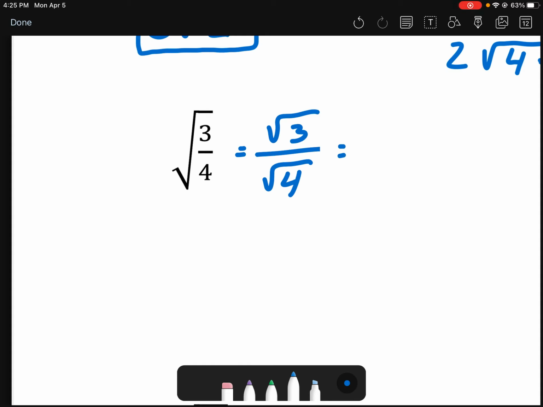Well, 3 is a prime number, so nothing can be pulled out from that. So we could just keep that as the square root of 3. The square root of 4, we know, that's a perfect square. That's equal to 2. So the square root of 3/4 can be rewritten as root 3 over 2.